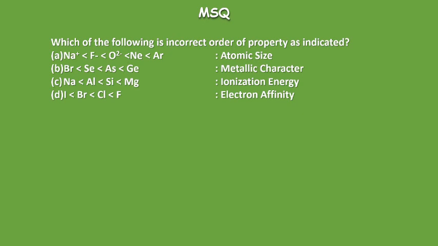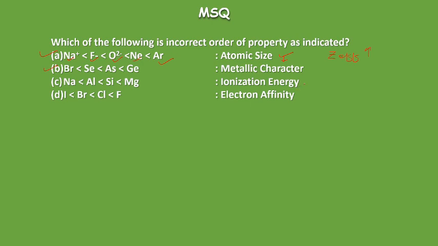The next one is which of the following is the incorrect order of properties as indicated. So here we are going to check atomic size. Atomic size is directly related to the Z effective. So as the effective nuclear charge increases, atomic size decreases. Size decreases. So here we are going from this side to this side. So argon has high, this is correct, neon. Then negatively charged species have more size than this and then this. So this is the correct order. Next, metallic character for this is again correct. Metallic character.